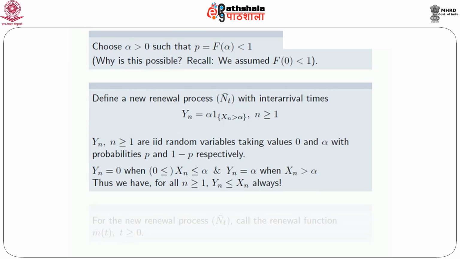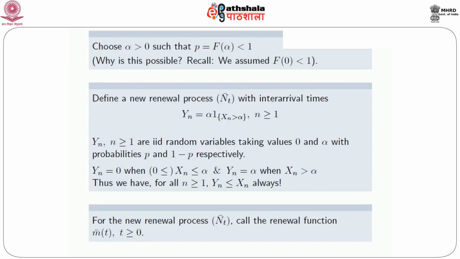And moreover, Yn is by definition less than or equal to Xn. Why? Because when Xn is greater than alpha, Yn is alpha, and when Xn is less than or equal to alpha, but of course it cannot be less than 0, Yn is 0. So Yn is always less than or equal to Xn. So the Yns, as I said, are IID random variables taking value 0 and alpha with probabilities p and 1 minus p, and this is exactly what I stated.